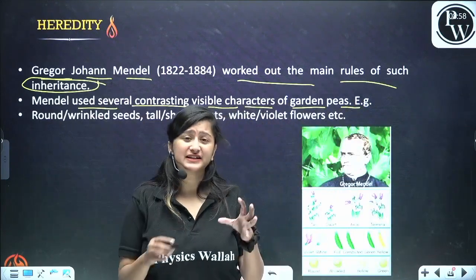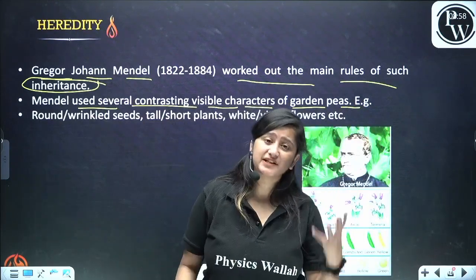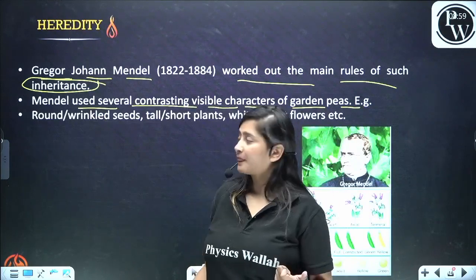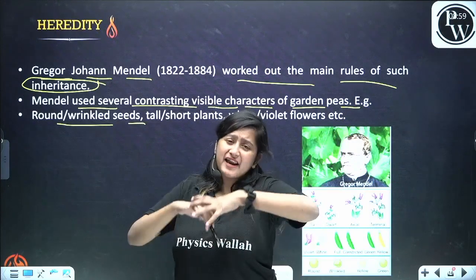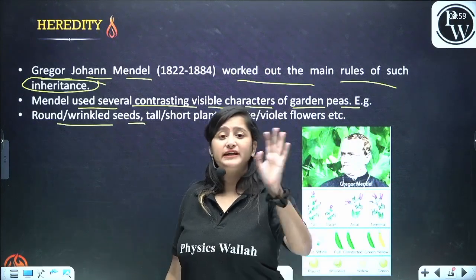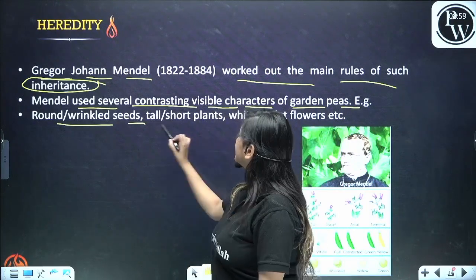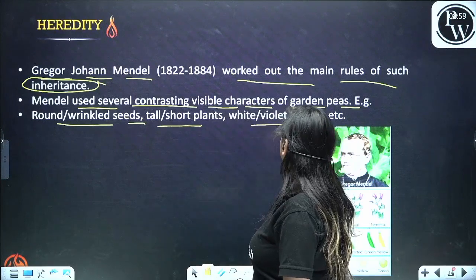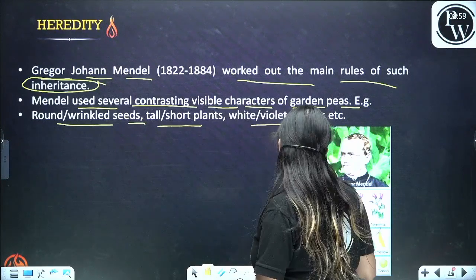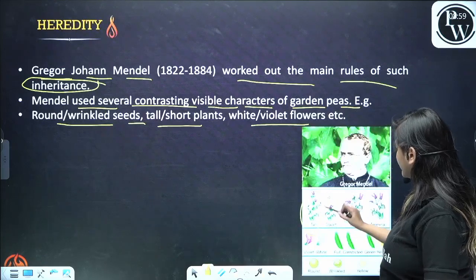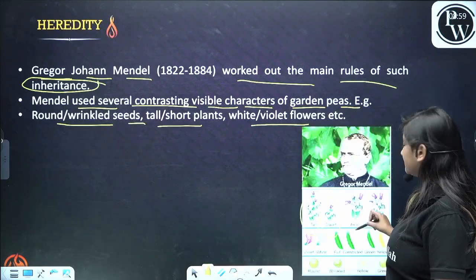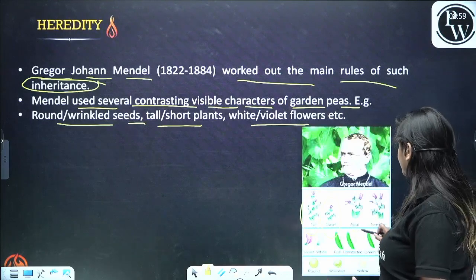Now Mendel performed an experiment on the pea plant. He took round and wrinkled seeds, because they have a large number of characteristic features. He took 7 of them: tall and short plants, white and violet flowers, etc. You can see over here one of them, a tall one and a dwarf one. Then the placement of the flower, whether it is axial or terminal.